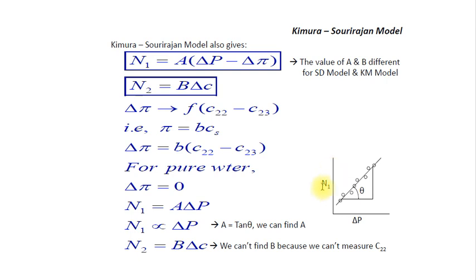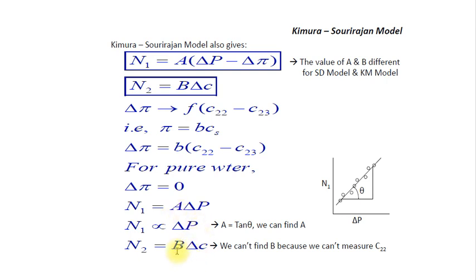So if you know the value of N1 and the value of delta P, you just plot the values on the graph and make a straight line, and the slope of the straight line will represent the value of hydraulic permeability. So in this way you can calculate the value of hydraulic permeability. Okay, now the second thing is measurement of the value of B.